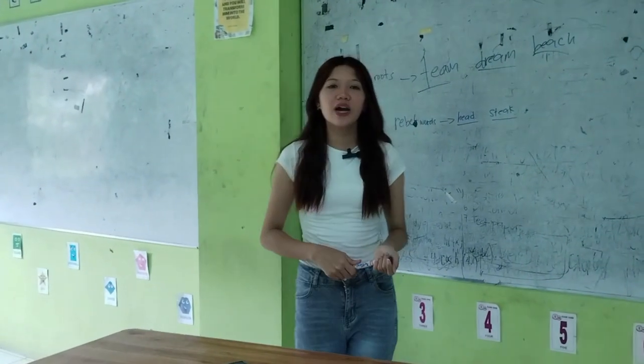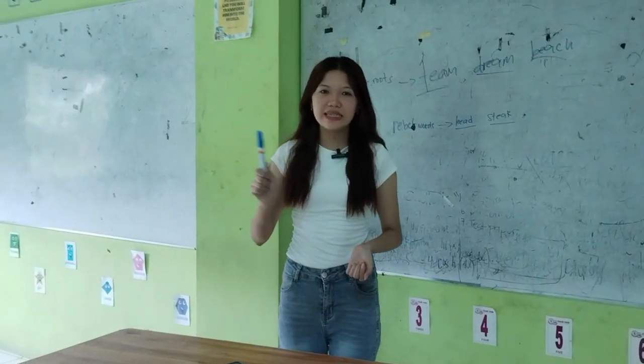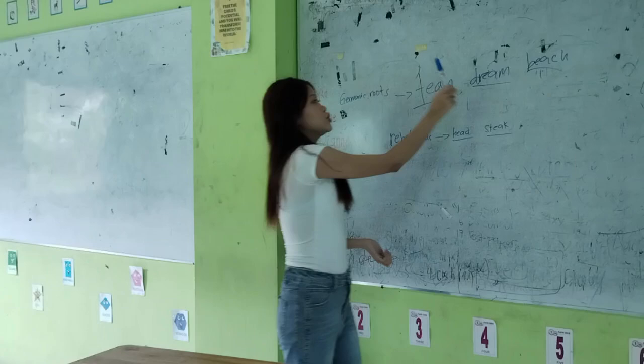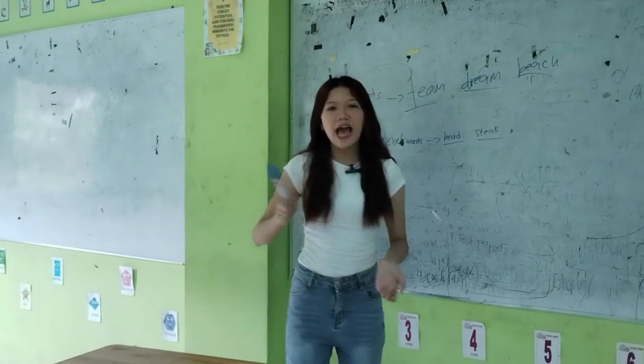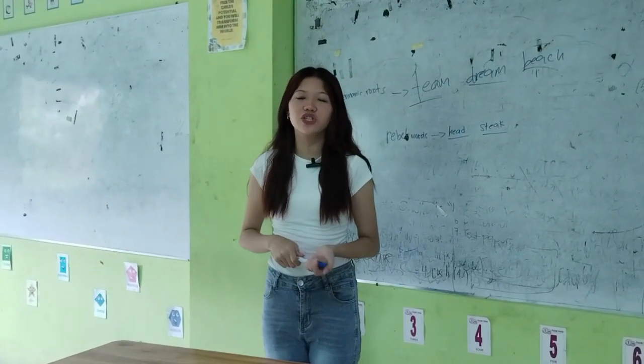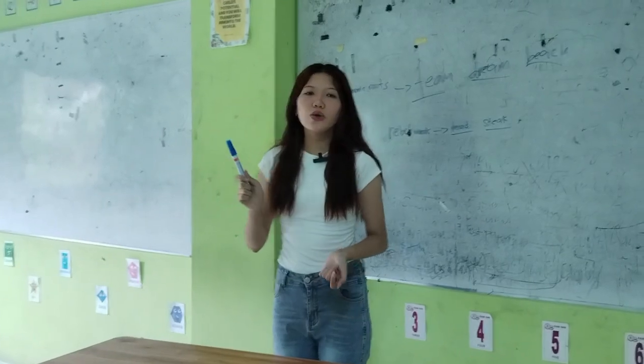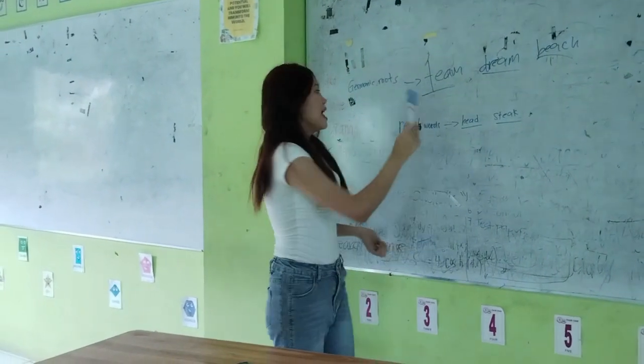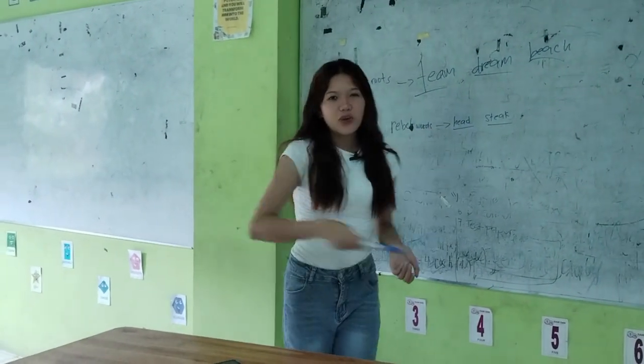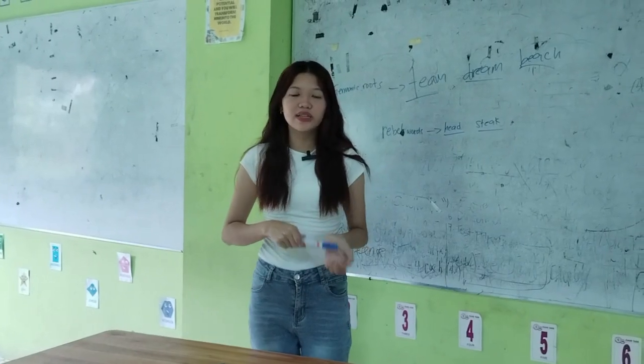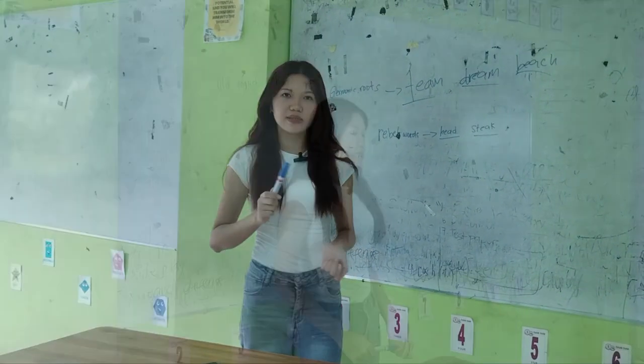This rule is about how EA usually makes the E sound, like in team, dream, and beach. It happens mostly in words with Germanic roots. But we also have rebel words like head and steak, where EA breaks the rule with E or A sounds.